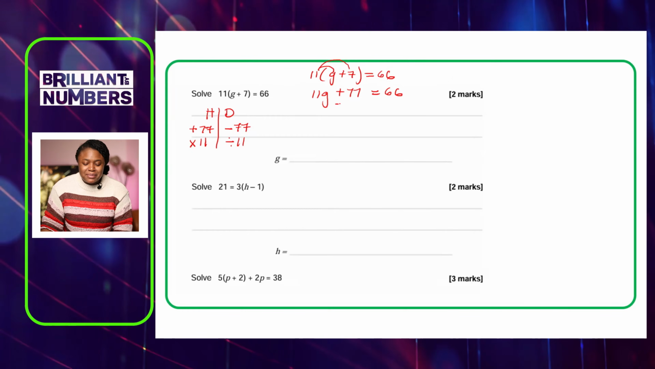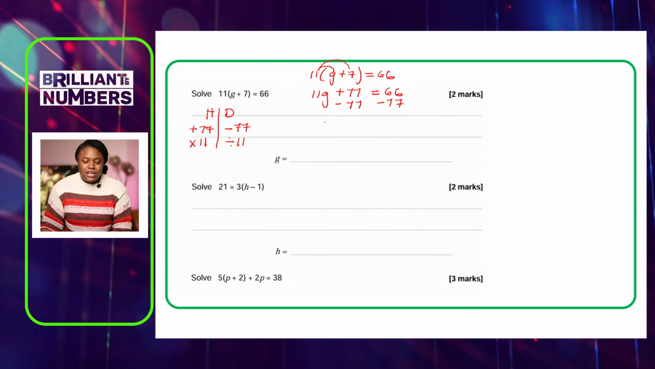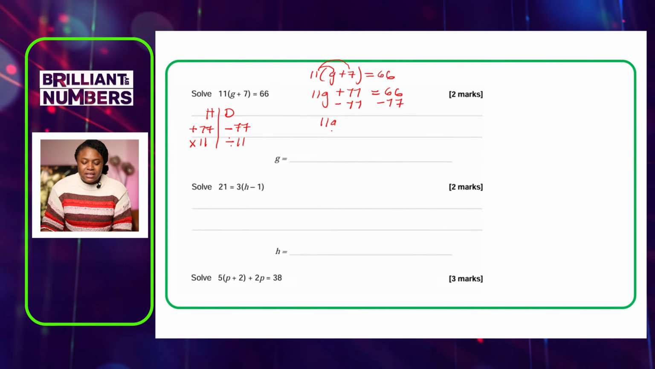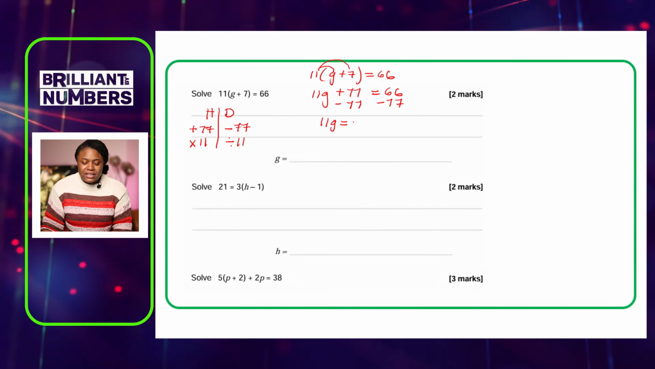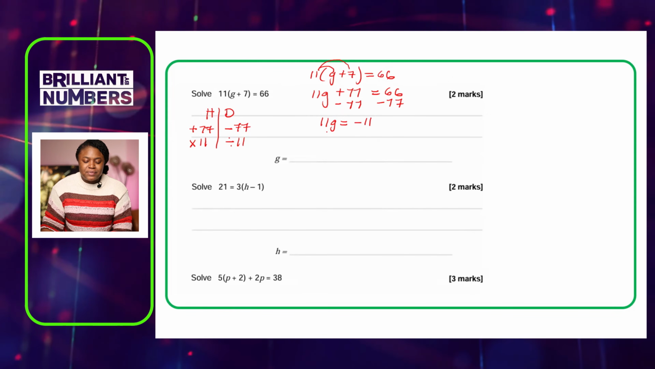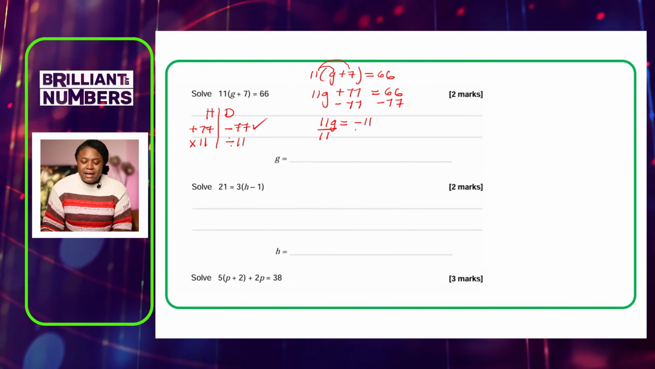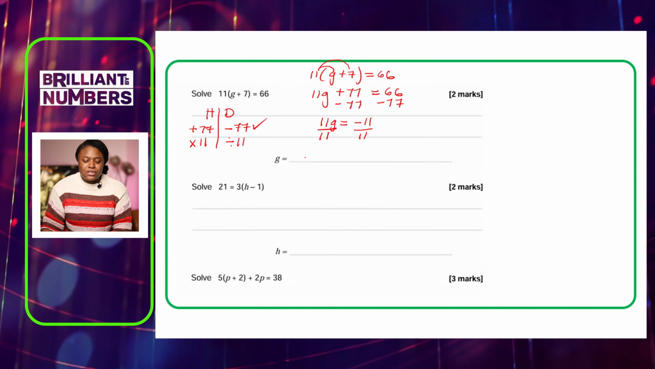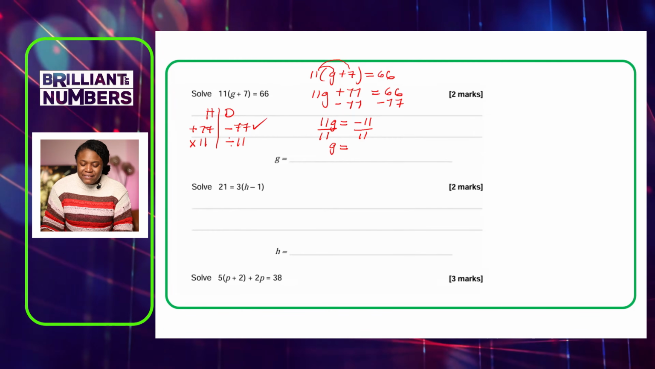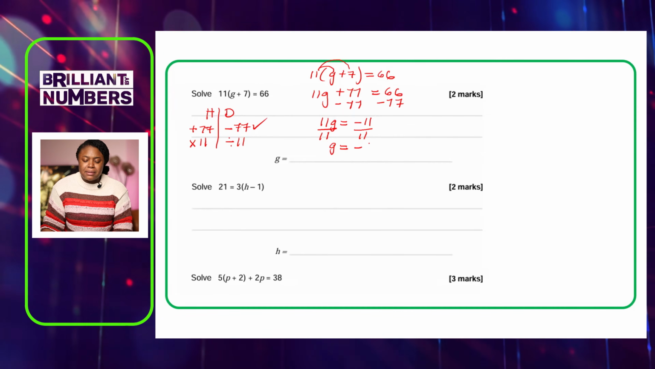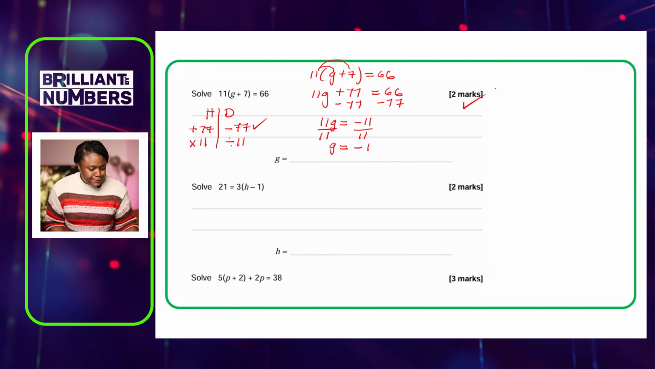So I'm going to be subtracting 77 from both sides. So I've got 11g is equal to 66 take away 77 is going to be minus 11. We then check that off. I now need to divide by 11 on both sides. So therefore, g then has to be minus 11 divided by 11 is minus 1. Nice and smooth, 2 marker there.